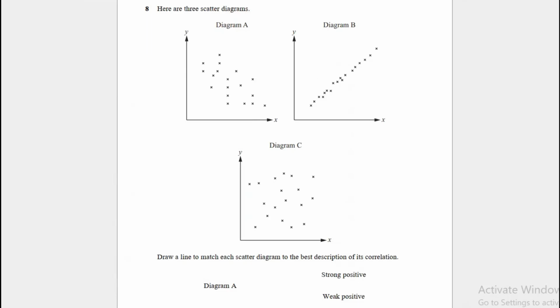So if you check carefully, the first one, if you want to draw a best fit line, it goes down. So when the best fit line goes down, it means it's negative correlation, and the points are far away from the line.